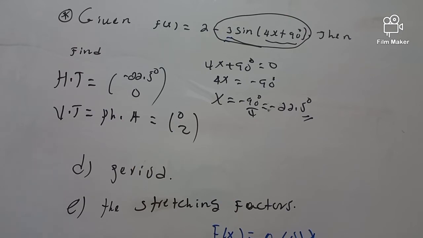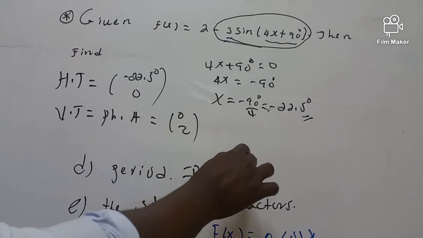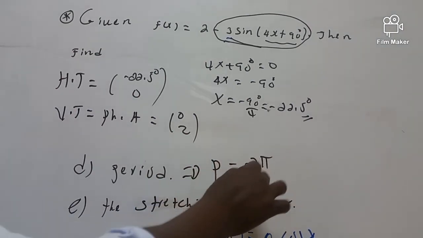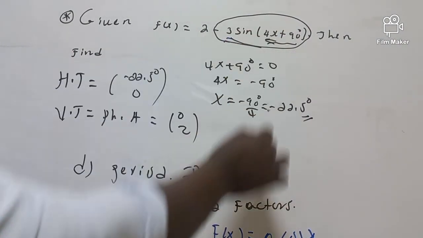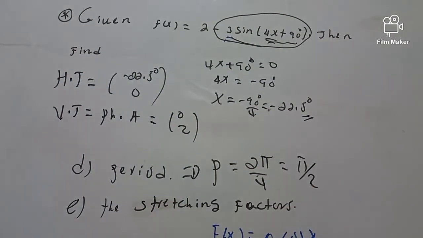Finally, in the case of the period, that means the interval on which the graph of this problem will repeat its value. The period of this problem is given by p, which is 2 pi over the coefficient of x here. That is 4, so pi over 2 will be the period of this problem. This is how we determine the period of this function.